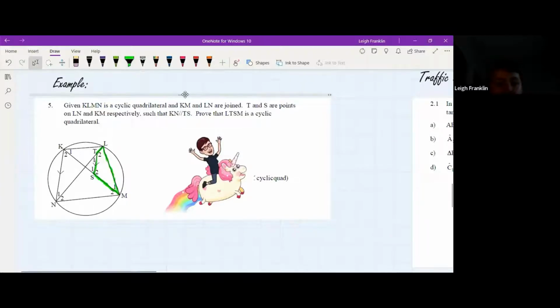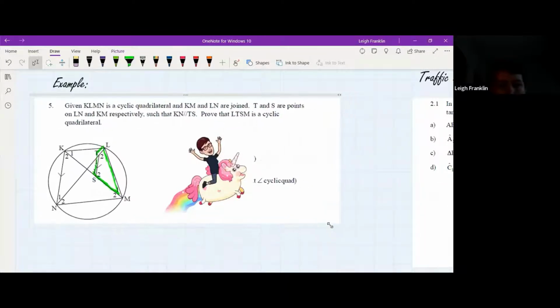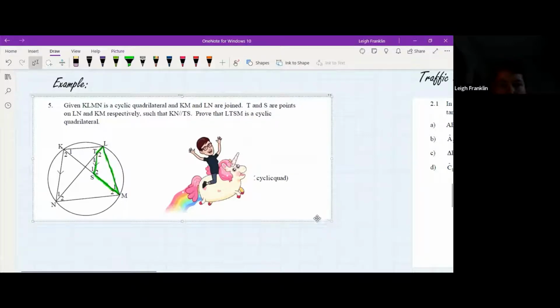Can I please ask, how can LTSM be a cyclic quad if angle T is not touching the circumference? Okay, so Amanda, when you are proving that it's cyclic, you're proving that it's possible to draw a circle through those 4 points, not that there's necessarily one there. So when I prove that LTSM is cyclic, I'm proving it's possible for me to draw a circle through T, L, M, and S. Oh, okay, ma'am. Thanks.